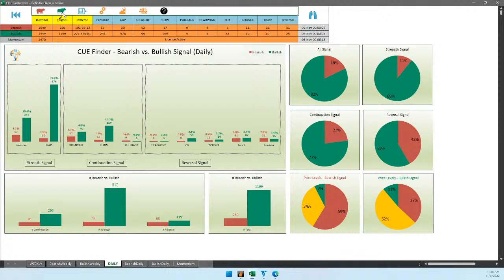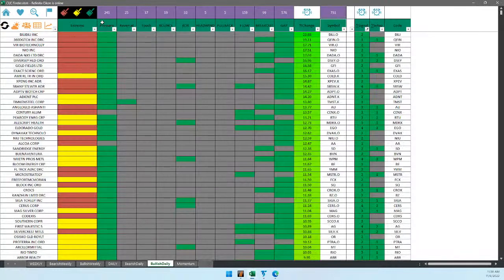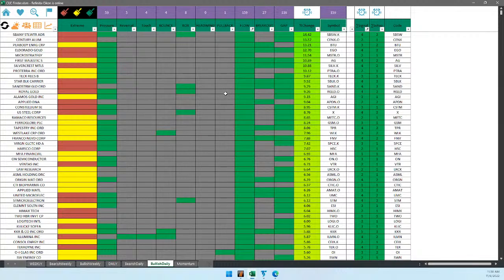I'm going to the bullish signals. We have all the different bullish signals. Flow is one of them. That is the possible trend following long setup. I am flagging for the bullish flows. I am now having 159 stocks, possible trend following long setups.